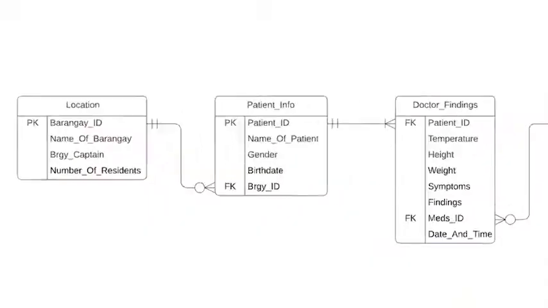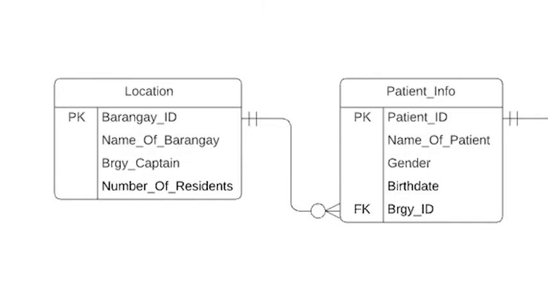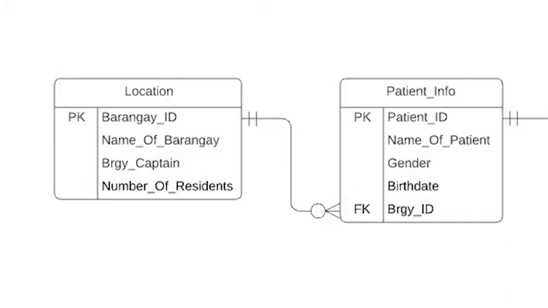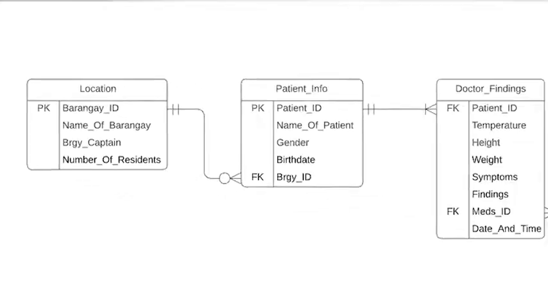The relationship of the location to patient is zero or many because the location can exist without a patient, so every location has a minimum of 0 patients and a max of many. Next, the relationship of patient to location, we put one and only one because that particular patient should only have one location, or we can say address. It's not right if the patient has many addresses, right? So it's one and only one.